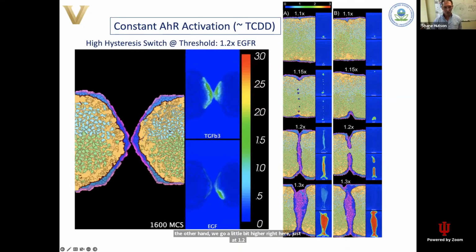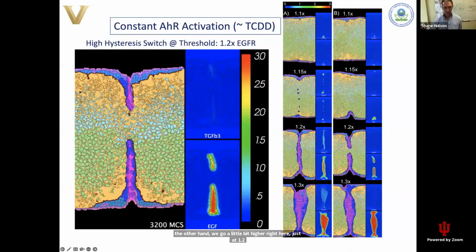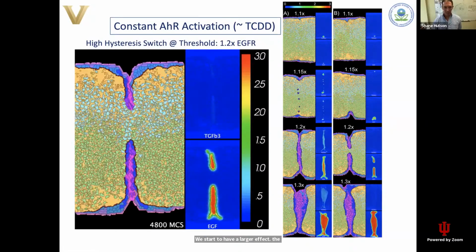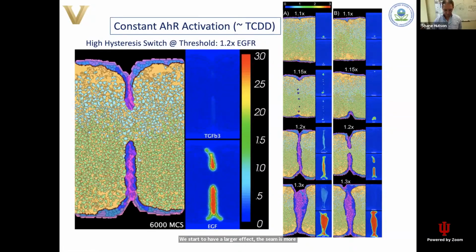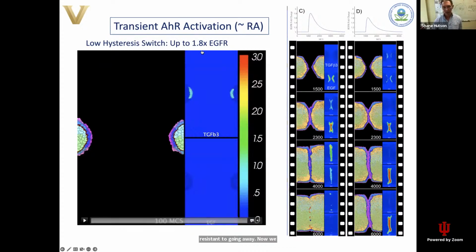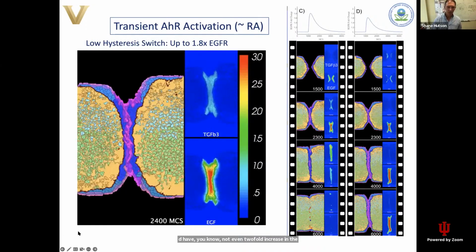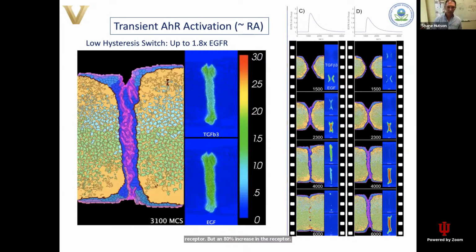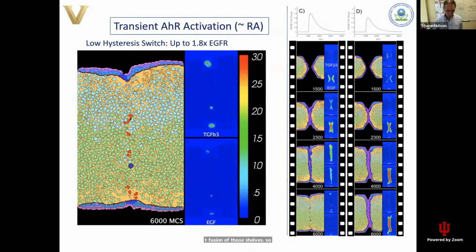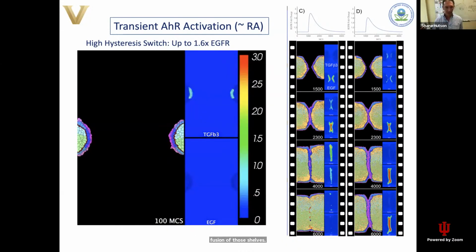If, on the other hand, we go a little bit higher, just at 1.2, we start to have a larger effect. The seam is more resistant to going away. And if we go even higher and have, not even twofold increase in the receptor, but an 80% increase in the receptor, now we really don't get fusion at all. It flips that switch so completely to EGF that we can't get fusion of those shelves.